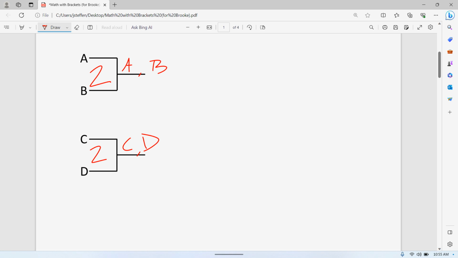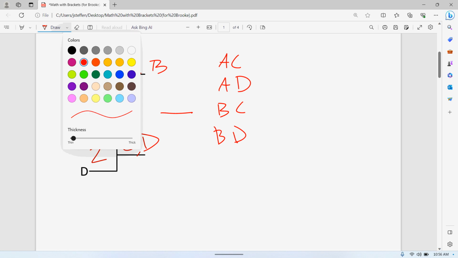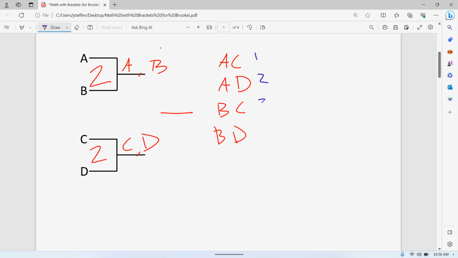So for the first outcome, we could have A wins the first one and C wins the second one, so they play each other in that third game. Well, we could also have A and then D against each other. Well, what if B wins the first one? So we have B wins the first one, C wins the second one, so they play each other, or B wins the first one, D wins the second one. So how many outcomes are there? There is 1, 2, 3, 4.